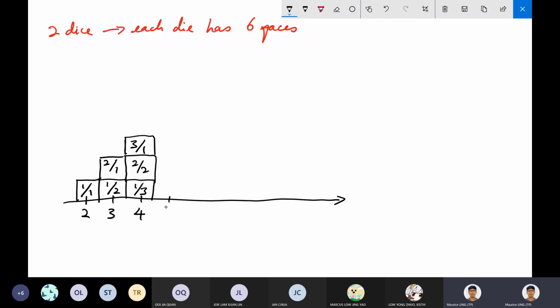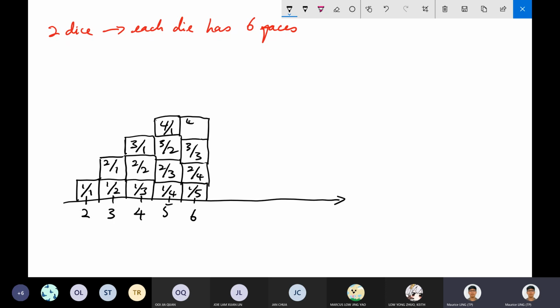Any more? No. Okay. So how do you get 5? 1 and 4. Next, 2 and 3. Yep, 3 and 2. Then, correct, 4 and 1. Any more? No more, right? 6. So how do you get 6? 1 and 5, 2 and 4, 3 and 3, 4 and 2, and then 5 and 1 on top.